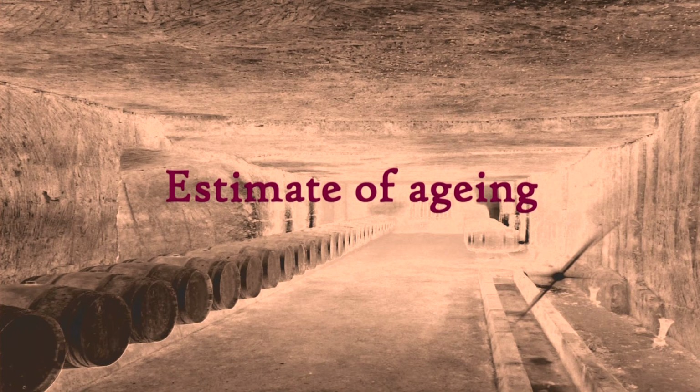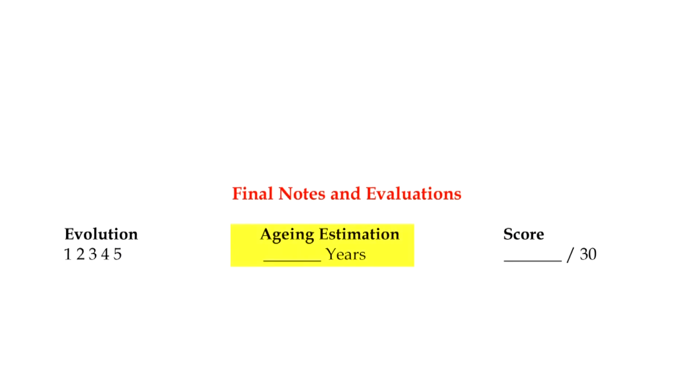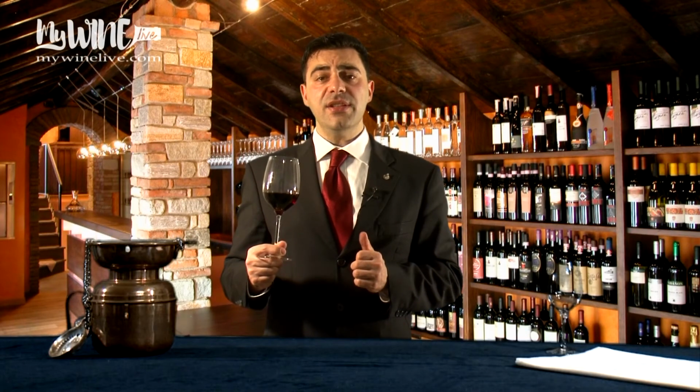Estimates of aging. This entry indicates the estimate of aging that the tasted wine can last. The value to be reported is a free text field and it potentially represents the years that a specific wine could age further if stored under proper conditions. The value to be assigned requires a certain experience.